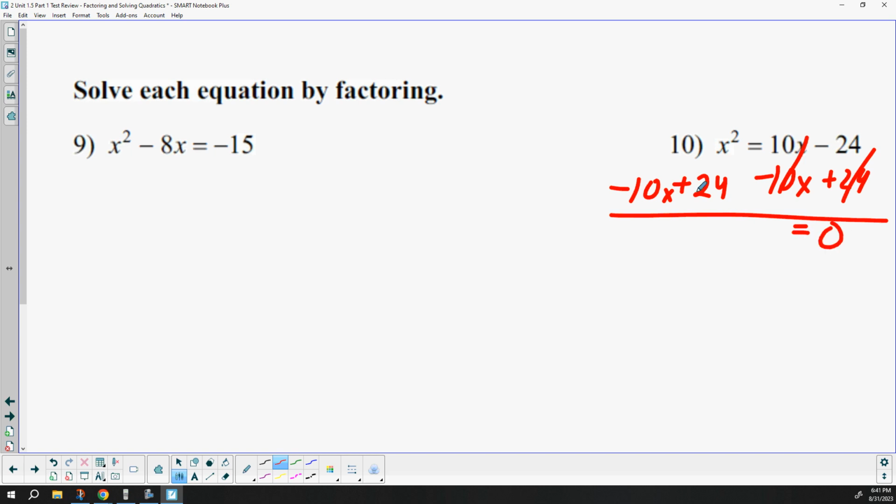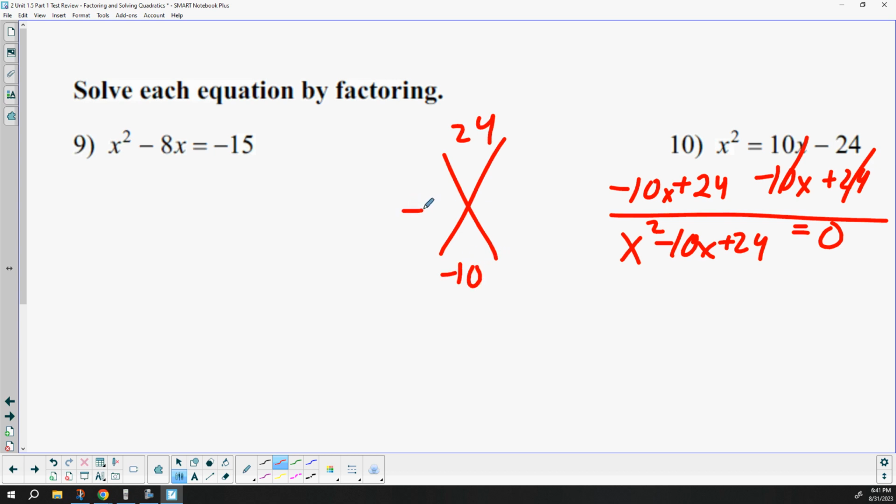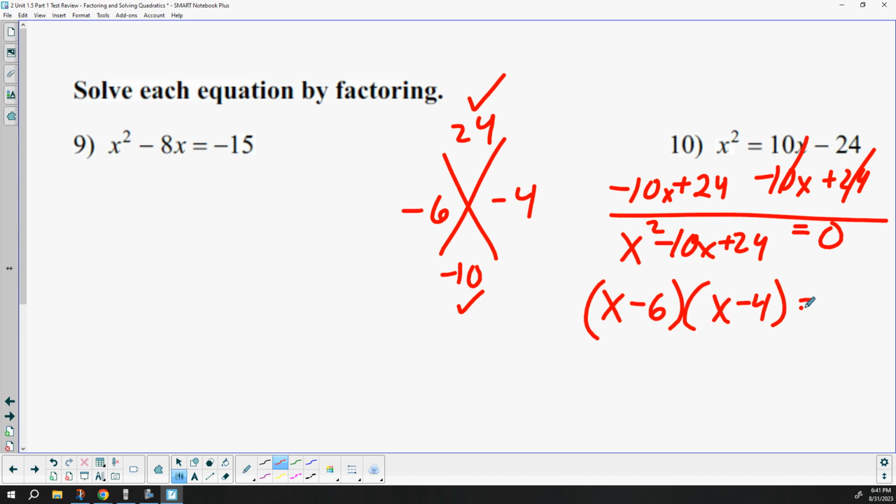So x squared minus 10x plus 24. It is a trinomial. 24 on top, negative 10 on the bottom, negative 6, negative 4. Negative 6 minus 4 is negative 10. Negative 6 times a negative 4 is a positive 24. So x minus 6, x minus 4, still equaling 0. We have to separate these. They can both equal 0, and then solve for x.